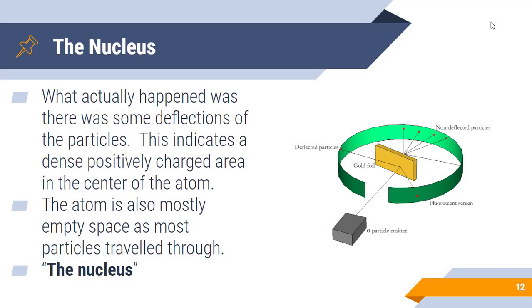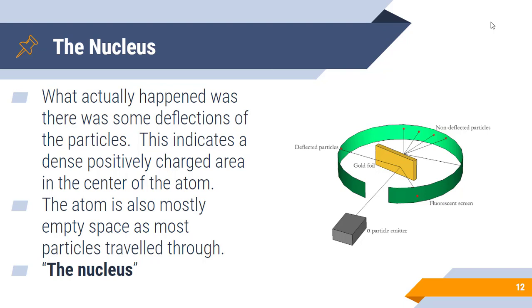Now, because the plum pudding model was the standard model at the time, Rutherford expected the particles to cruise simply through the foil and off to the other side. But what he actually found was that some of the particles were deflected. There were quite a few deflections of these particles. That indicated a couple things. First off, that the plum pudding model really isn't the best model for the atom. In fact, this indicates that there's a dense, positively charged area in the center of the atom that caused the particles to deflect either just slightly or greatly.